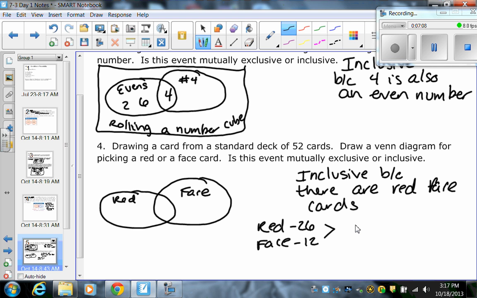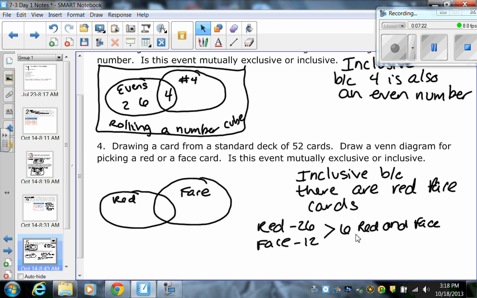However, there's 2 suits that are red. So if each suit has 3 face cards, that means that there are 6 cards that are red and a face card. So that 6 has to go where they overlap. Then the important thing is to remember that this whole circle has to add up to be how many face cards there are. So if there's a total of 12, but we've already accounted for 6 of them, 12 minus 6 leaves you with 6. Again, the red cards have to add to be 26, but we've already accounted for 6 of them, so then this out here is 20.